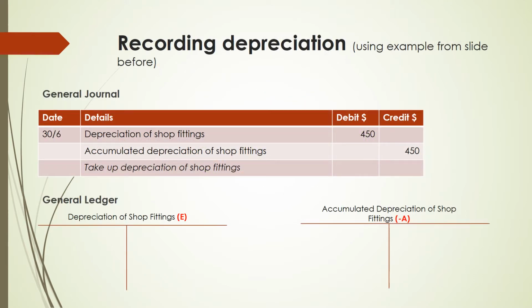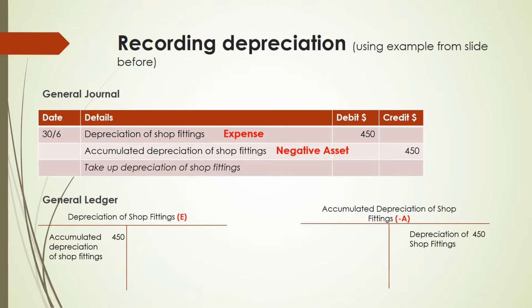Using the example from the slide before, this is how we record the depreciation in the general journal account. We debit the depreciation of shop fittings account, which is an expense, and we credit the accumulated depreciation of shop fittings account, which is a negative asset. Then we post the transactions in the general ledger similarly, where we debit the depreciation expense and we credit the accumulated depreciation account. Now, because the depreciation of shop fittings is an expense account, we would be closing this account to the profit and loss summary account.